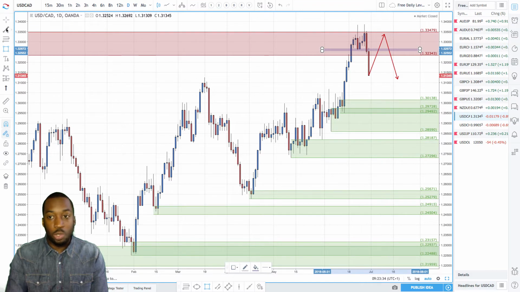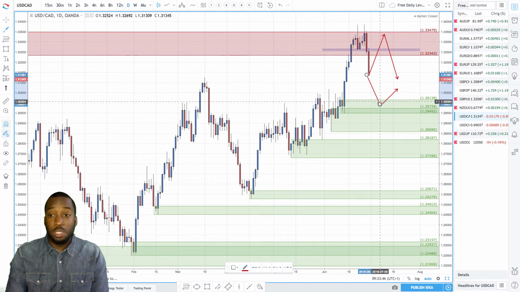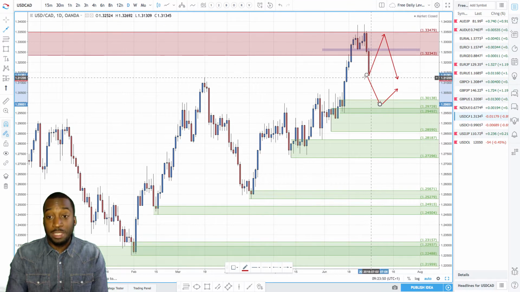If you're looking to get long at the moment, right now, you're looking at this area right here. If we do come down into this zone again, do your due diligence when it comes to your price action and your fundamentals as well, and sentiment. So those are your options for the dollar CAD this week.